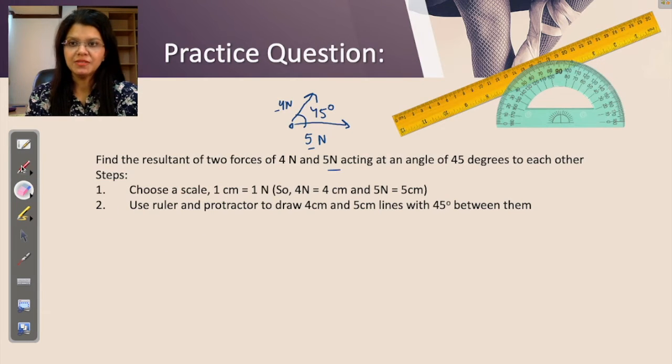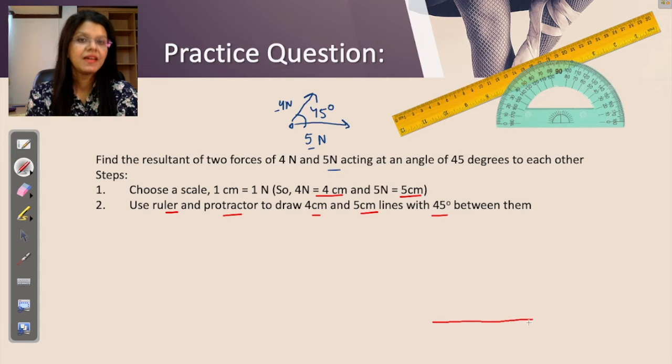Now you take out your ruler, you take out your protractor. Draw the 4 centimeters and 5 centimeter lines with an angle of 45 degrees between them. Draw neat lines. You can draw 5 centimeters line. Use your ruler. It should not be a rough sketch. I am doing a rough sketch here because I have limitations, but in your notebook you'll use your ruler and draw a perfect 5 centimeter line depending on your scale. If your scale is something else, your line will be something else.